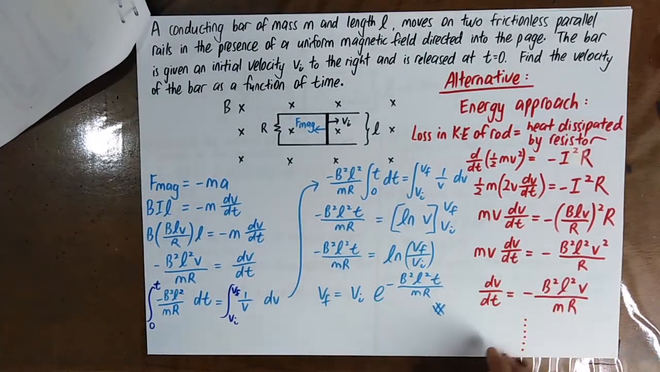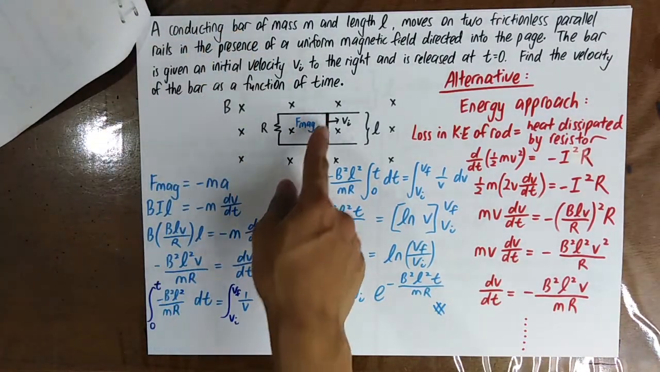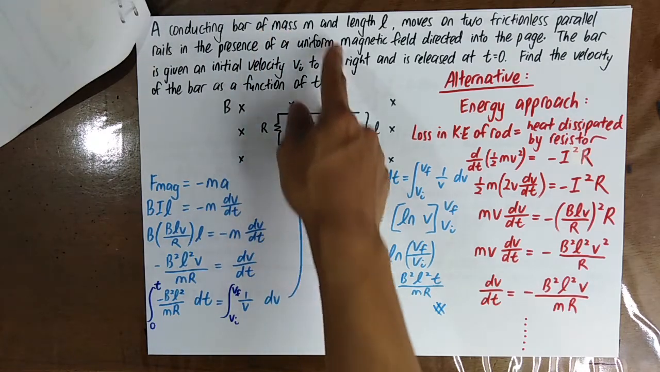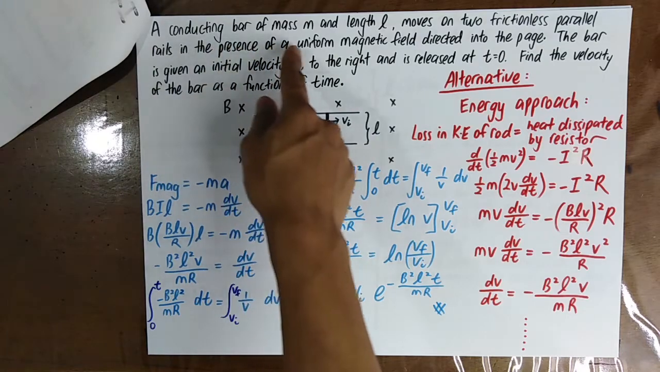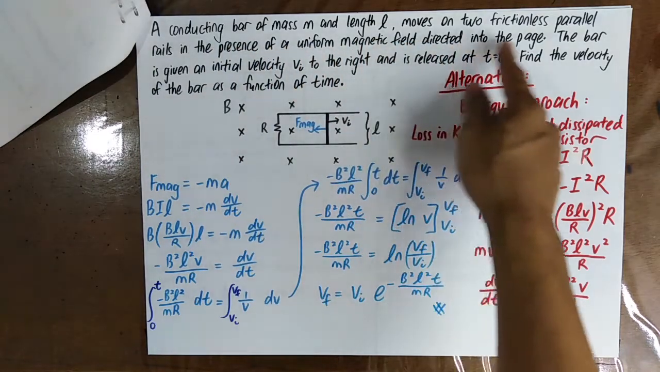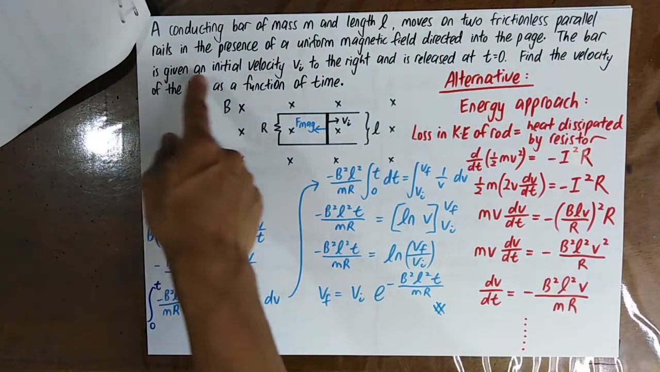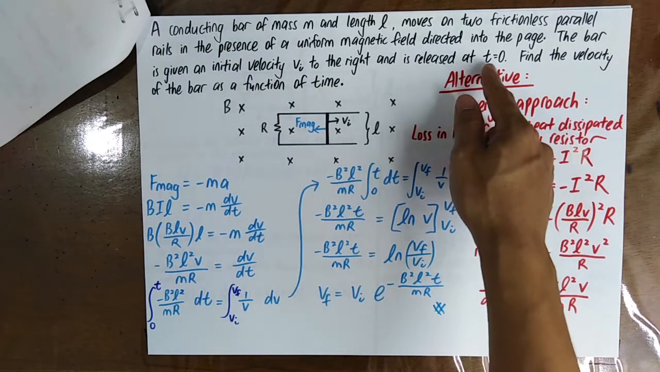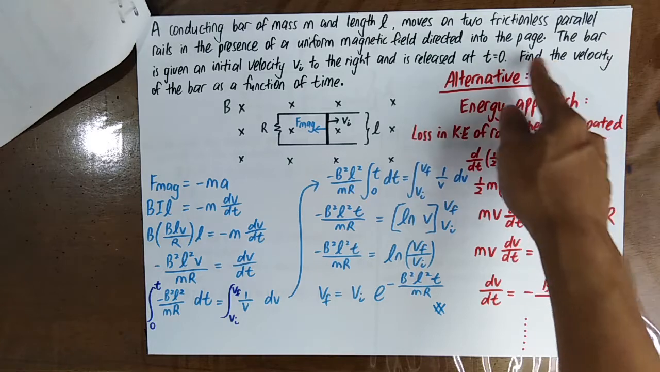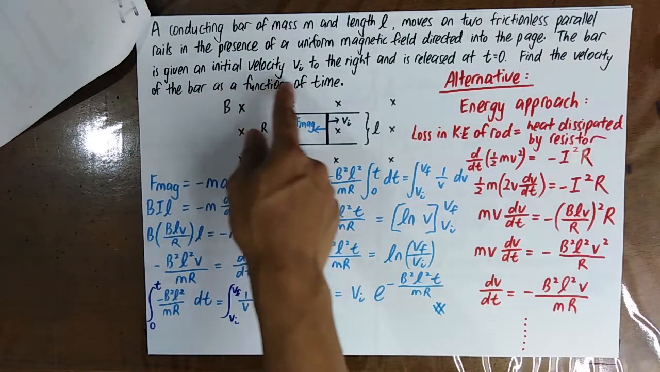So, for example, a conducting bar of mass m and length L moves on two frictionless parallel rails in the presence of a uniform magnetic field directed into the page. The bar is given an initial velocity vi to the right and is released at time t equal to 0. Find the velocity of the bar as a function of time.